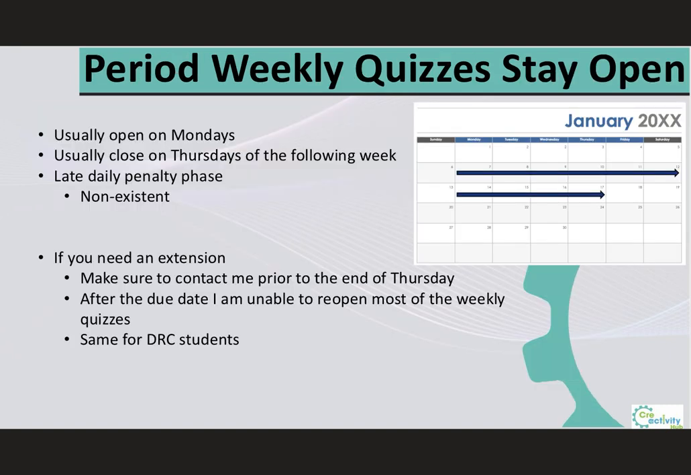Now, when does the weekly quiz usually open? It opens on Mondays together with the class assignments, and it closes on Thursday of the following week. So if we look over here on the calendar, you're going to see that you literally have 10 days to complete this assignment. And because it closes together with the late penalty phase of the class activities, the weekly quizzes don't have a daily late penalty phase.